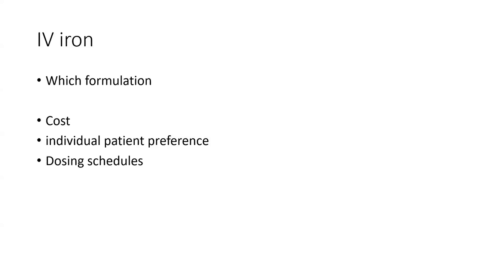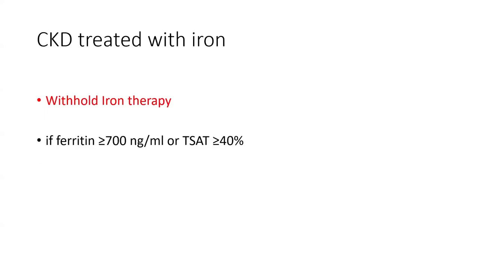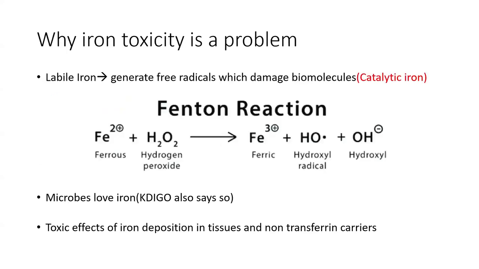Now, KDIGO says that if you are using IV iron for the correction of anemia in CKD, which formulation to choose again depends upon individual patient preferences, dosing schedules, and cost. But it definitely says that if the patient is treated with iron, you have to consider withholding iron therapy if serum ferritin is more than 700 or TSAT is more than 40. So this recommendation again would have come from the findings of the PIVOTAL trial, which held this target for treating their patients in the proactive group.